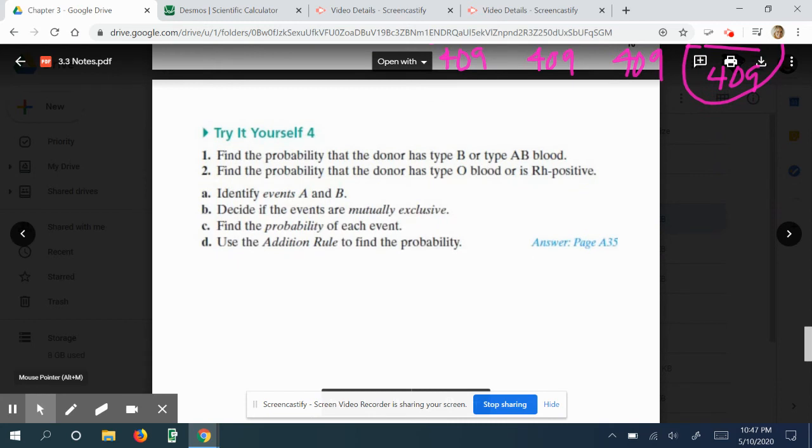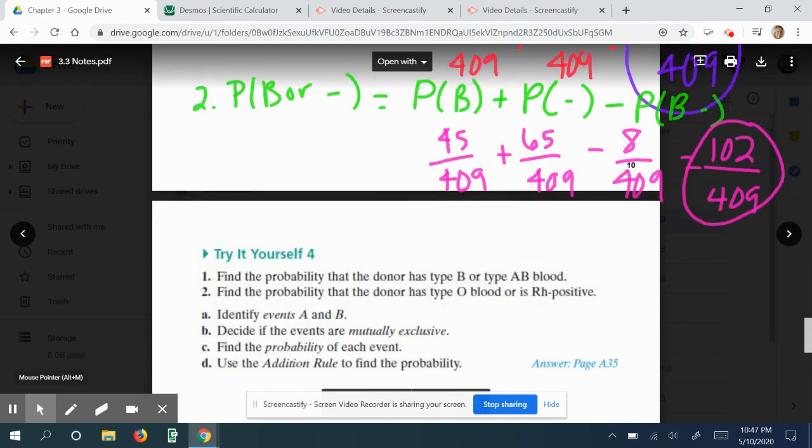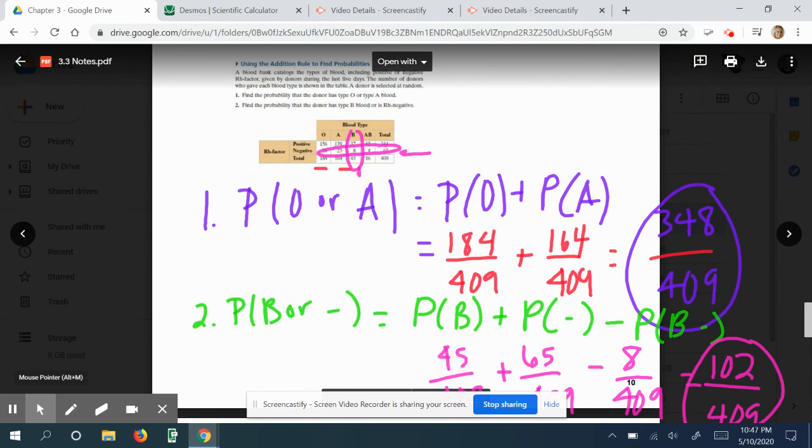And here's one that you can try on your own. It says the probability of B or type AB, or the probability of O and Rh positive. So I'll have you try number 2. So O and Rh positive. Try that one now.